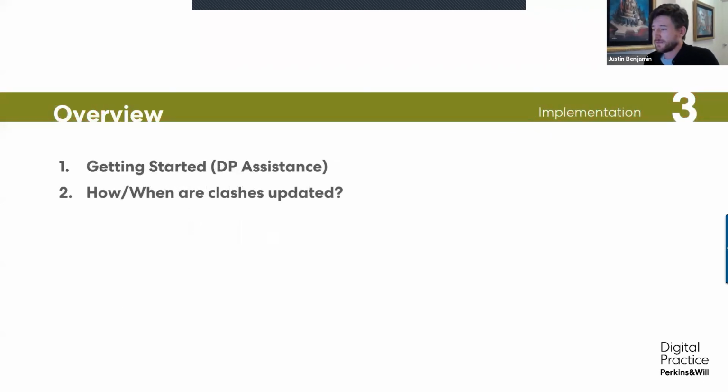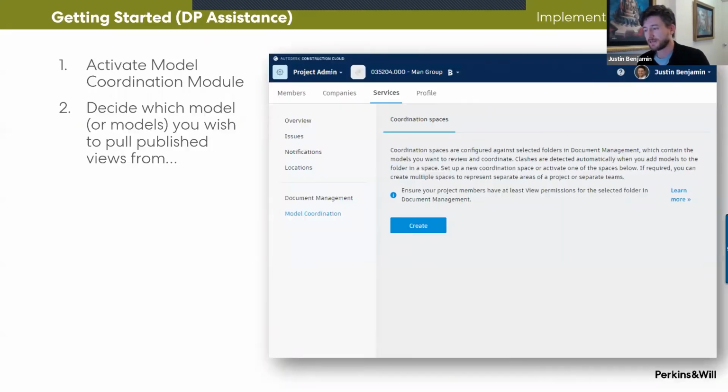Okay, so going into implementation, how to actually get this going if you're interested in activating this in your project. Well, first and foremost, you have to activate the model coordination module, and your project admin will have to do that. As a project admin, you go in, you go to services, and you click on activate module. When you activate that module, it's going to ask you, okay, fine, where do you want your coordination space? And the coordination space is, at this point, you're just pointing to a location to extract views to clash. That's what you're doing.